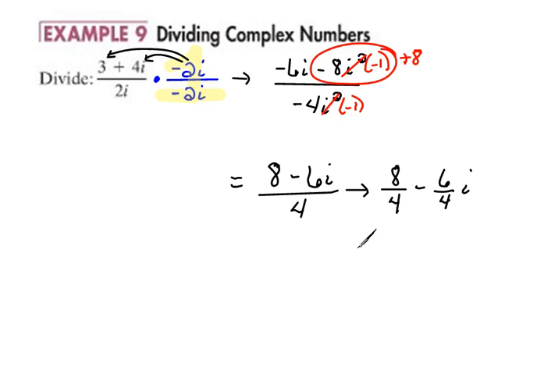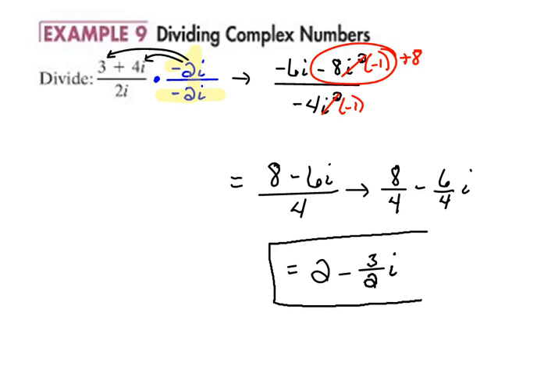And now we can simplify each step. So 8 over 4 would simplify to 2, minus, for the 6 over 4, they have a common 2 that we can factor and cancel, or divide out, however you want to look at it. So 6 divided by 2 would be 3, and 4 divided by 2 would be 2, with the i. So this is the simplified version of our original problem.